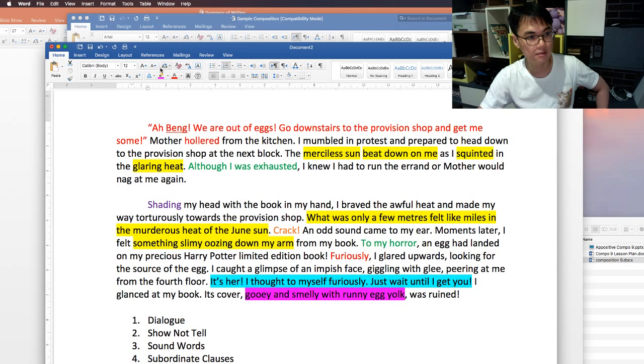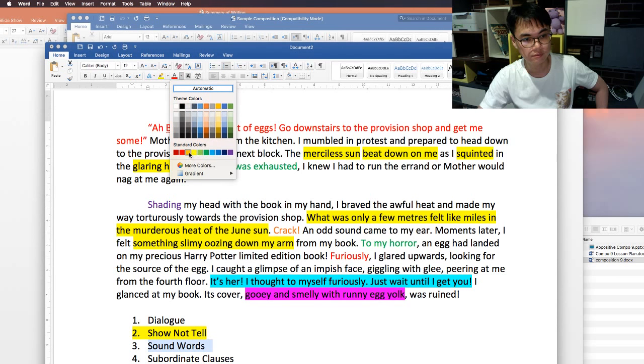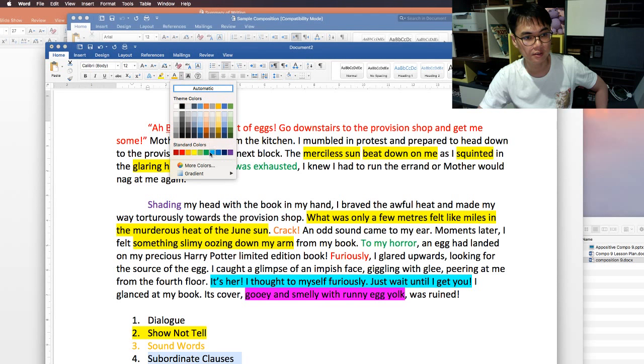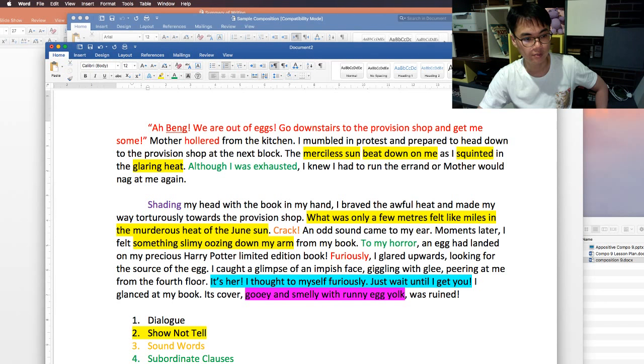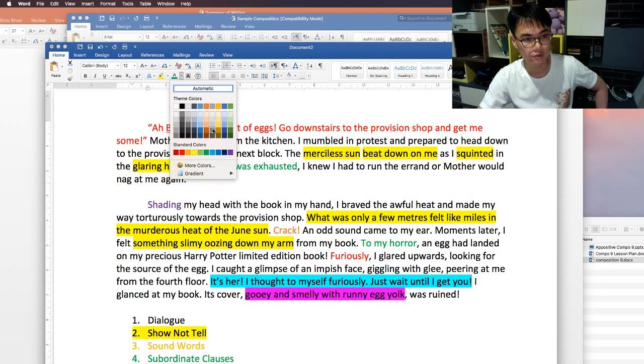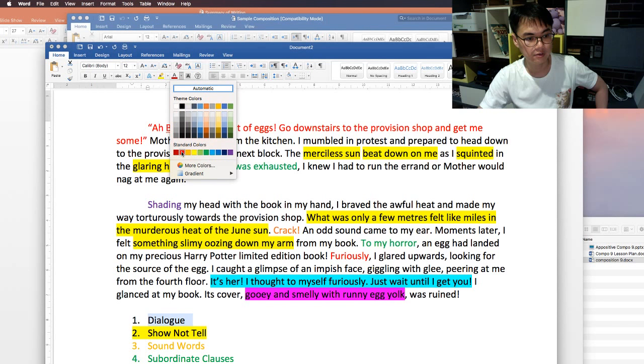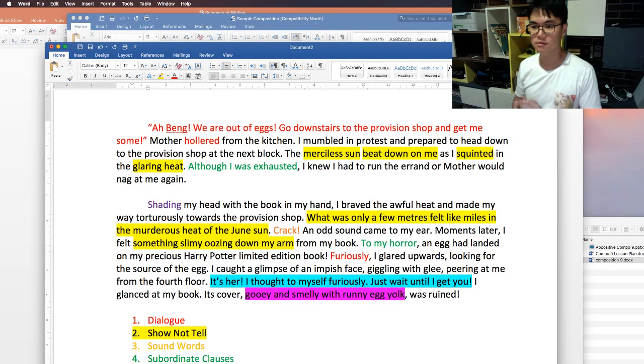Thought text is this bright blue color. Show not tell is the yellow color. Sound words is that really orangey hue. Subordinate clauses are green in color. Adverbs are kind of like a reddish color that I chose just now. Hoping I can change it, okay. And dialogue is kind of red. Okay, right. Oh, wonderful. Okay.